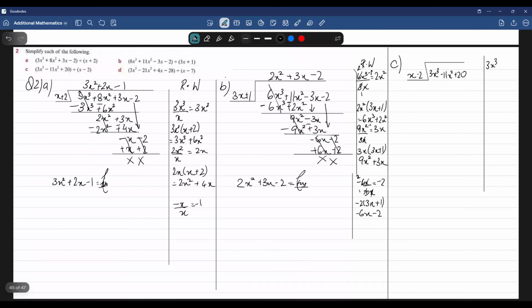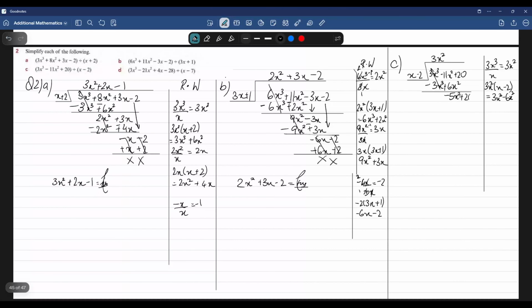Again, 3x cubed divided by x is going to give us 3x squared. Now 3x squared comes up here, and when we multiply 3x squared by x minus 2, we get 3x cubed minus 6x squared. Now minus here and positive here because you're multiplying by negative. This cancels down. Negative 11 plus 6 becomes negative 5x squared.